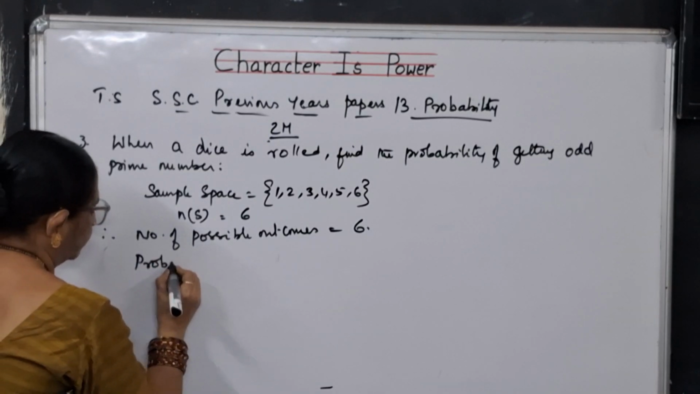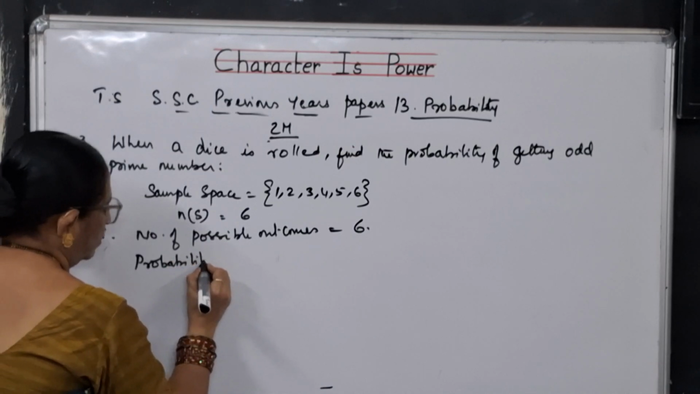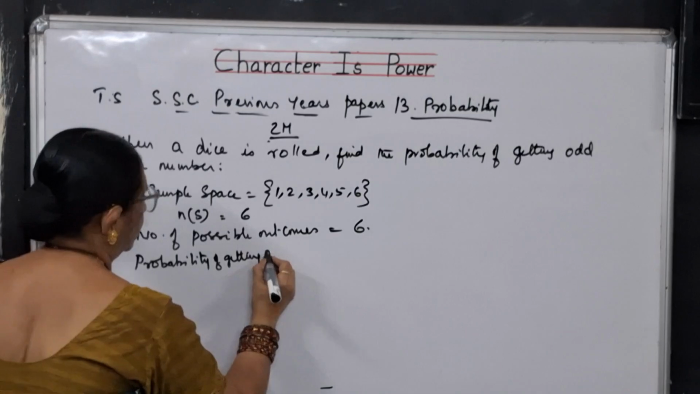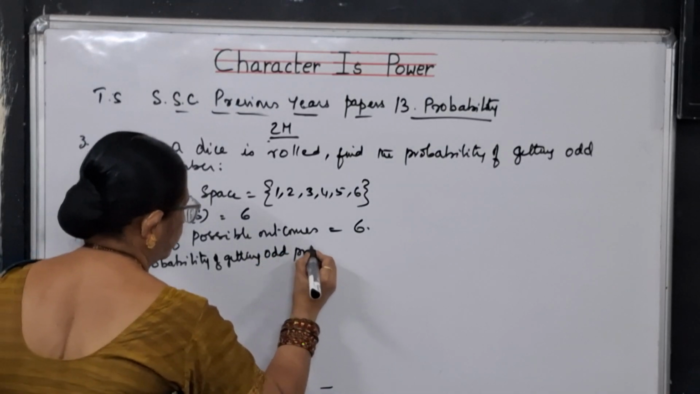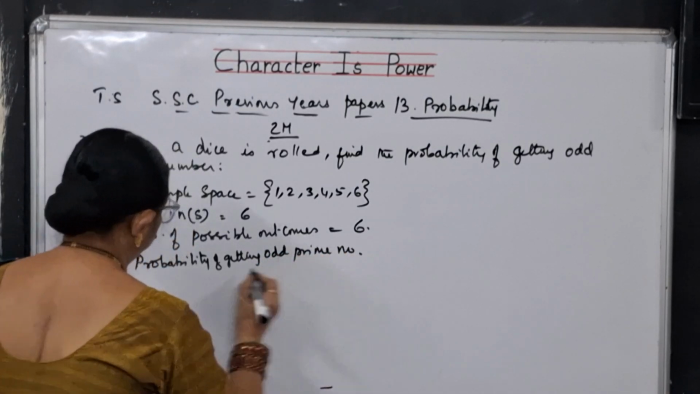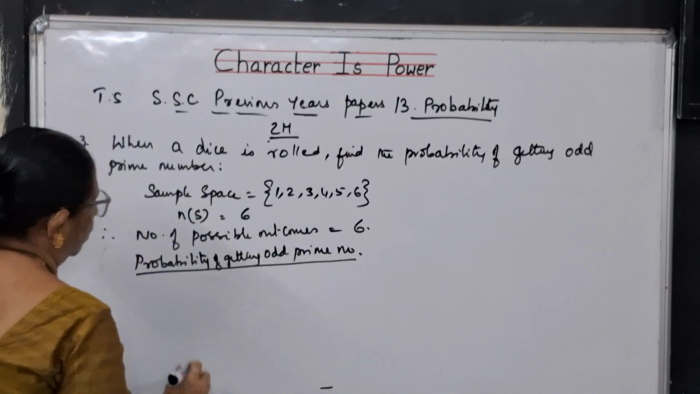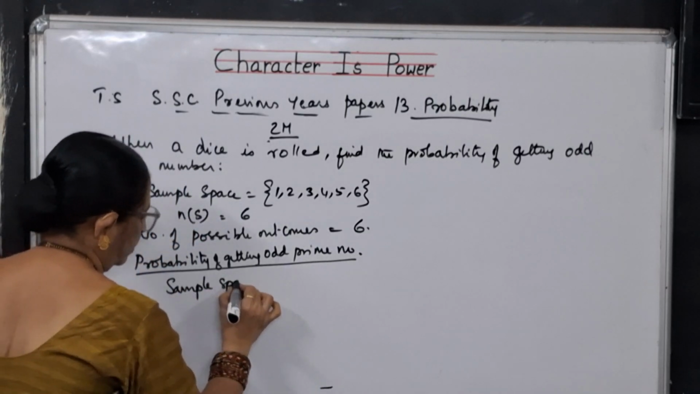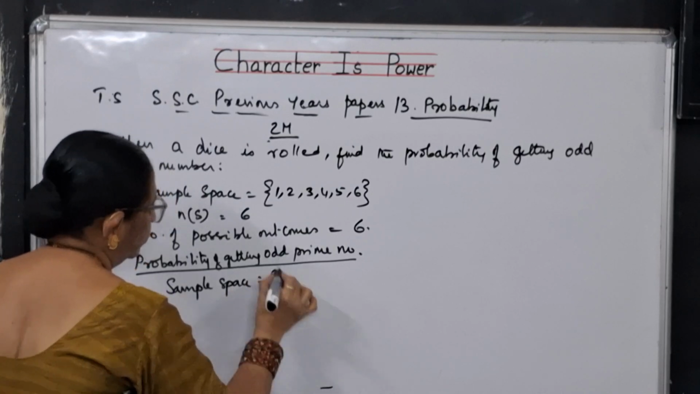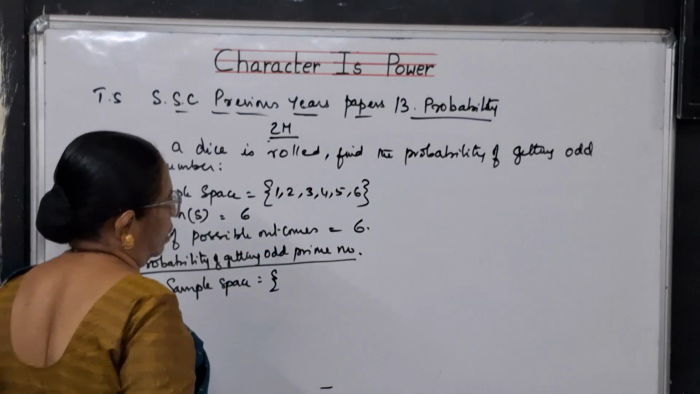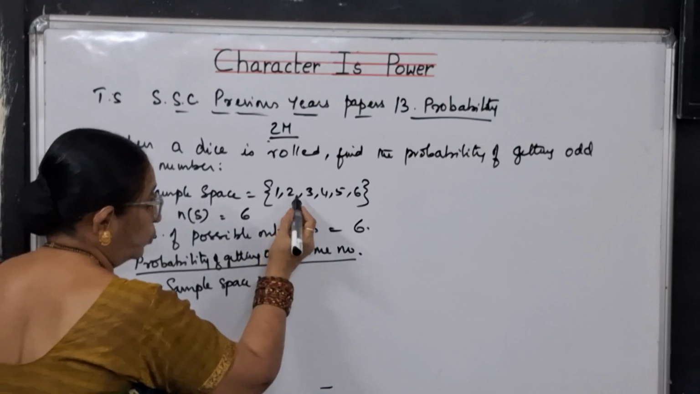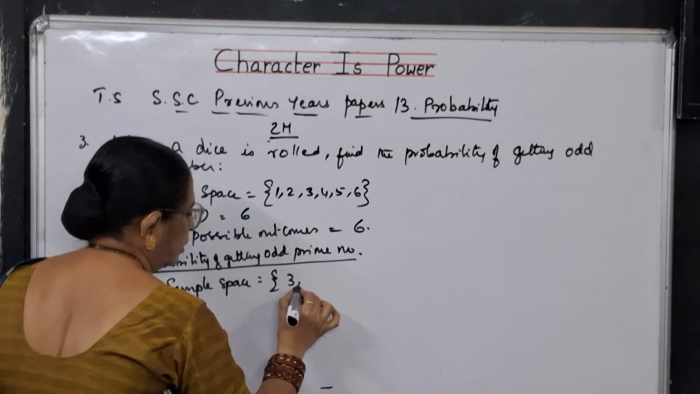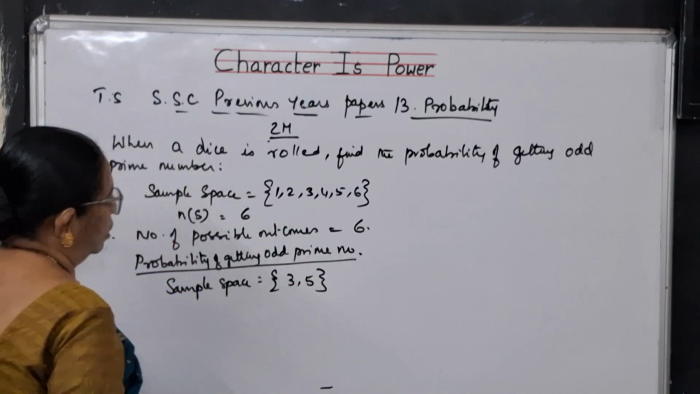Next, what you want to get? Probability of getting an odd prime number. This is what you want. So let us write the sample space for it. Out of all these, prime numbers are 2, 3, 5. And in this, 2 is an even number. So the remaining 3 and 5 are odd prime numbers.